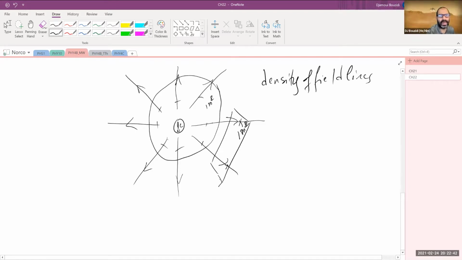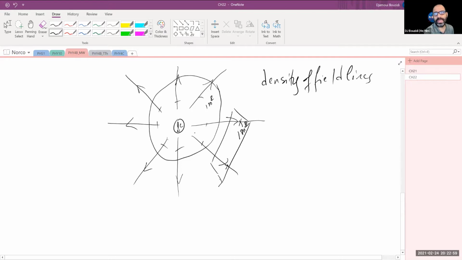So if I take this area and make it as compact as possible, so it's the same square meter, but very close to the charge, then I'm going to end up with more field lines per square meter than further away. Do you guys see the challenge?